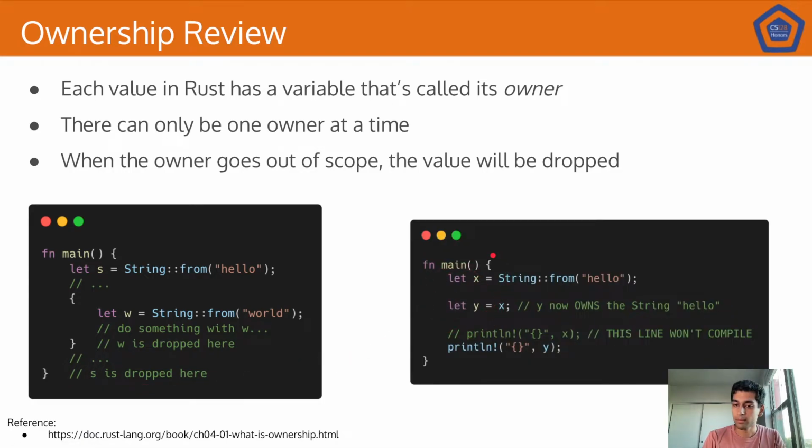Okay. And then going back to ownership, each variable is the owner, so x owns this data, but there can only be one owner of some piece of data at a time. So in this line here, let y = x, we're moving ownership of this hello data from x into y, so we're not able to use x anymore, but we are able to use y.